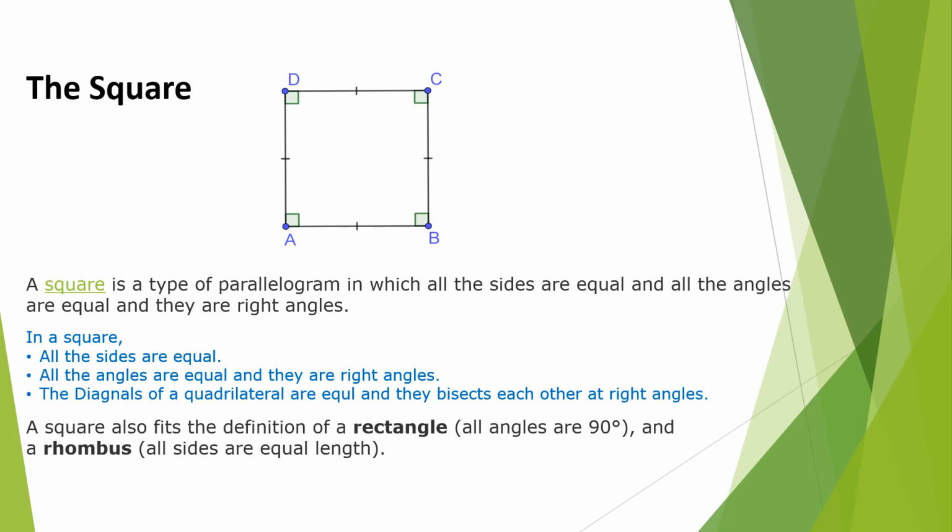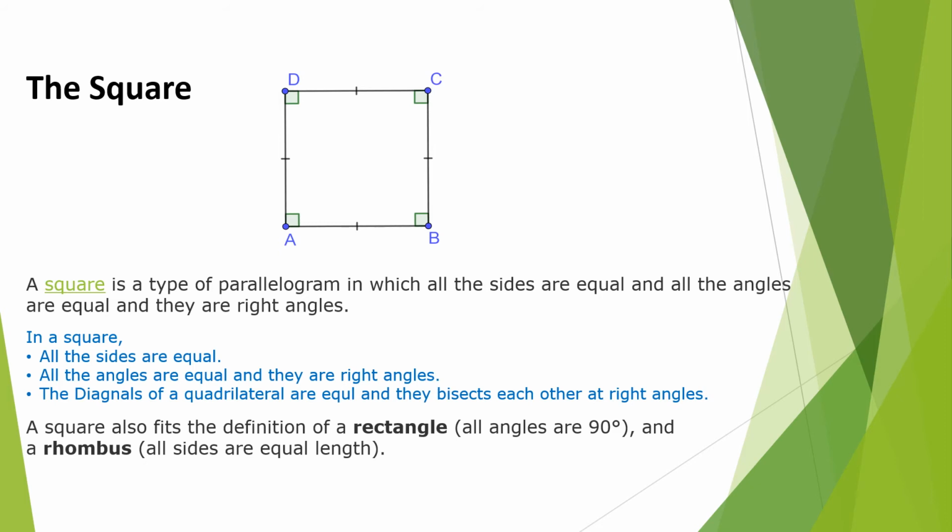Children, let us know about the definition of square. A square is a type of parallelogram in which all the sides are equal and all the angles are equal, and that too all the angles are right angles. If all the angles want to be equal, the angles must be right angles. Now let us know about the properties of square. Children, in a square all the sides are equal, all the angles are equal and they are right angles.